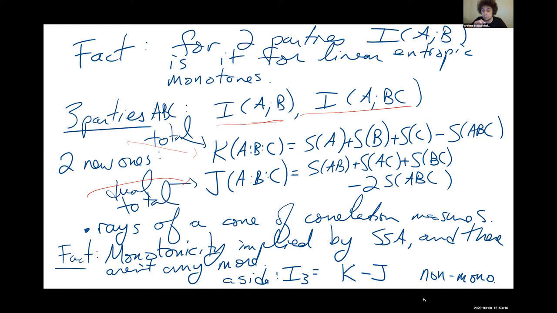Is there a reason why you are not considering entanglement of purification a two-party thing? Because I think it also obeys this monotonic property. Oh yeah, entanglement of purification is definitely monotonic. It's not a linear combination of entropies. This is just a claim about what happens if I take a linear combination of entropies, I don't do an optimization: what are the things that are monotonic? We'll look at optimized formulas later.